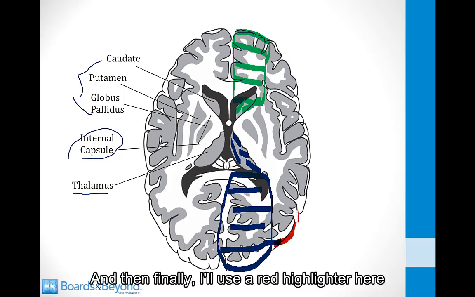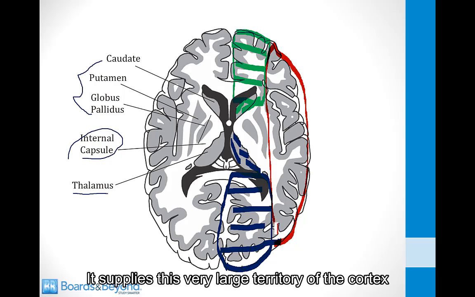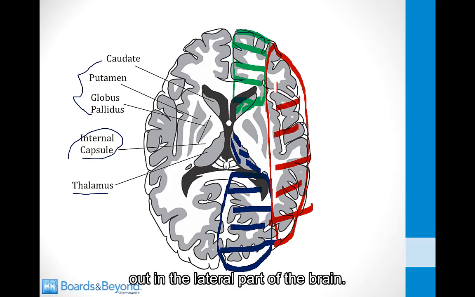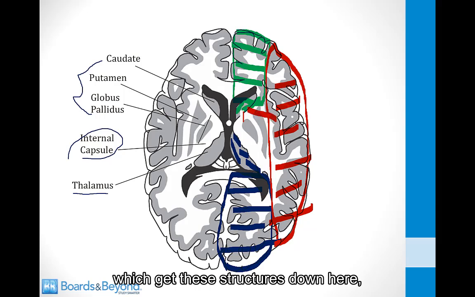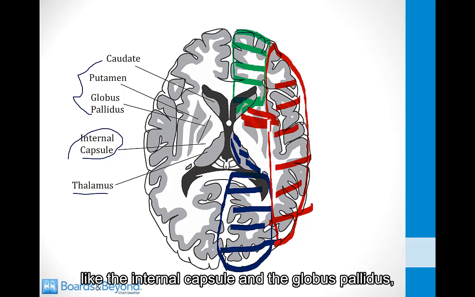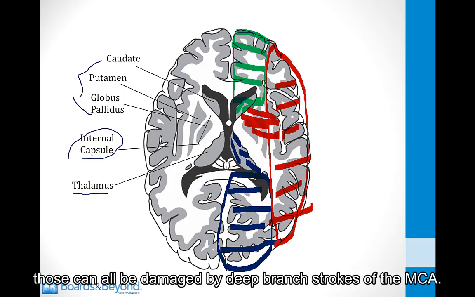And then finally, I'll use a red highlighter here to show you everything supplied by the MCA. It supplies this very large territory of the cortex out in the lateral part of the brain. And then there are deep branches of the MCA which get these structures down here, like the internal capsule and the globus pallidus and some of the basal ganglia structures. Those can all be damaged by deep branch strokes of the MCA.